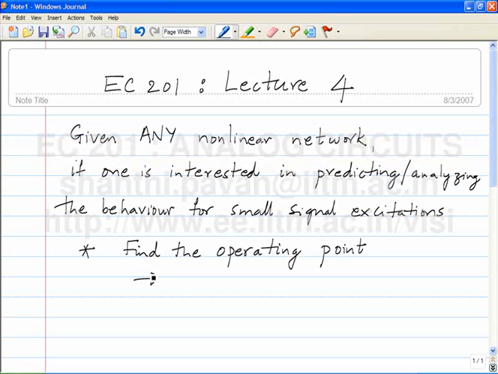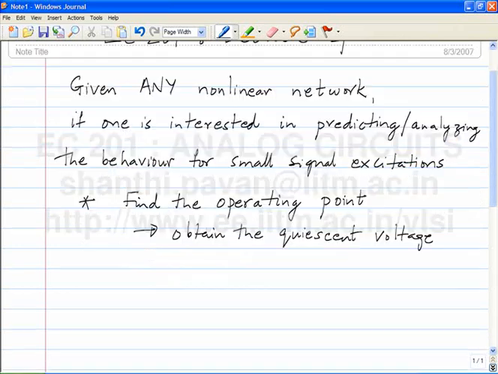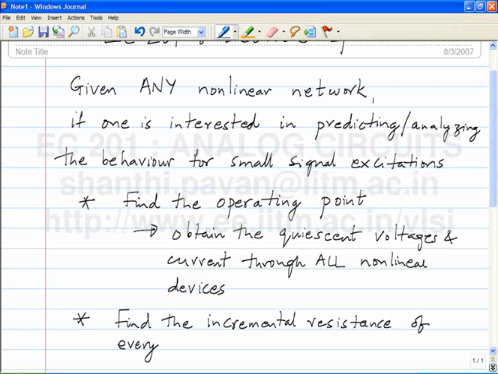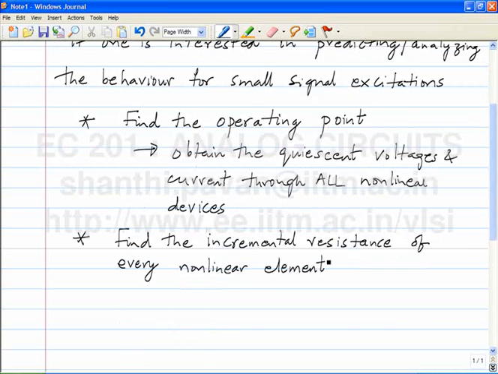Once you find the operating point, you'll be able to find the quiescent voltage and current through all nonlinear devices. So find the operating point means this. And as I've been telling you, when you have a complicated network with many nonlinear devices, this is far from trivial. You can use a computer to do this job. Once all the quiescent voltages and currents have been figured out, you can find the incremental resistance of every nonlinear element. Once you find the incremental resistance, you can simply draw the incremental equivalent circuit.